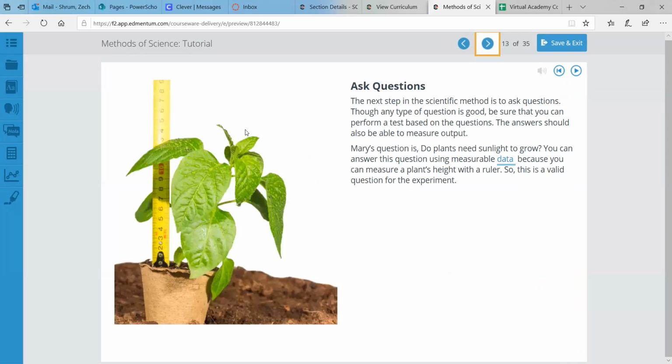Make observations and ask questions. Observations, then questions. That's the scientific method so far. So Mary's question: do plants need sunlight to grow? And it's important to remember that these questions have to be measurable to some degree. We need data and numbers and hard facts. And we'll get into that later, what makes a valid question.